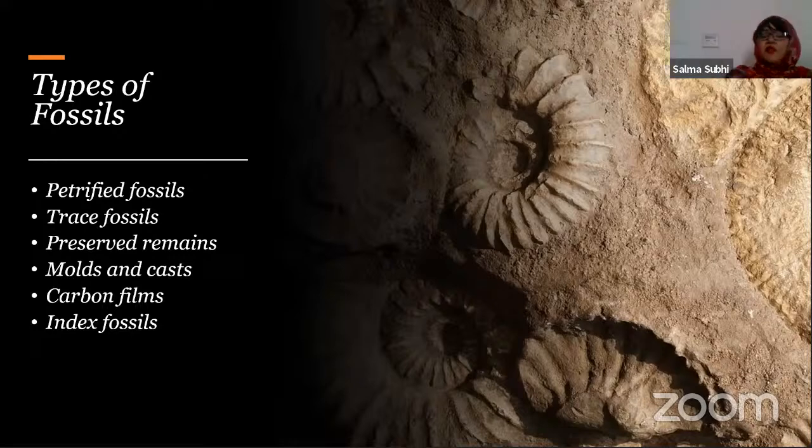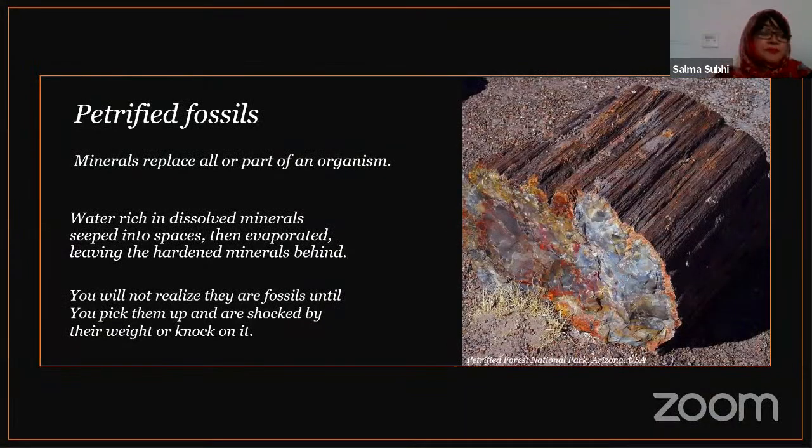We have many types of fossils: the petrified fossils, the trace fossils, the preserved remains, molds and casts, carbon films, and index fossils. They're interesting, so follow me on this journey. With petrified fossils, minerals replace all or part of an organism, like this tree here. Water-rich dissolved minerals seeped into spaces, then evaporated, leaving the hardened minerals behind.